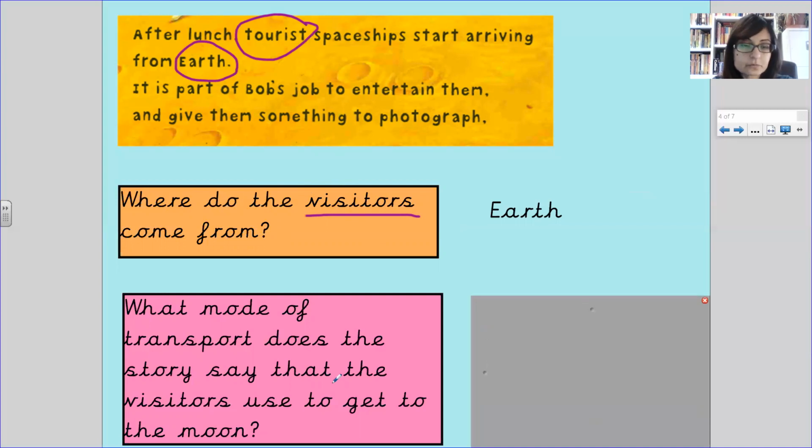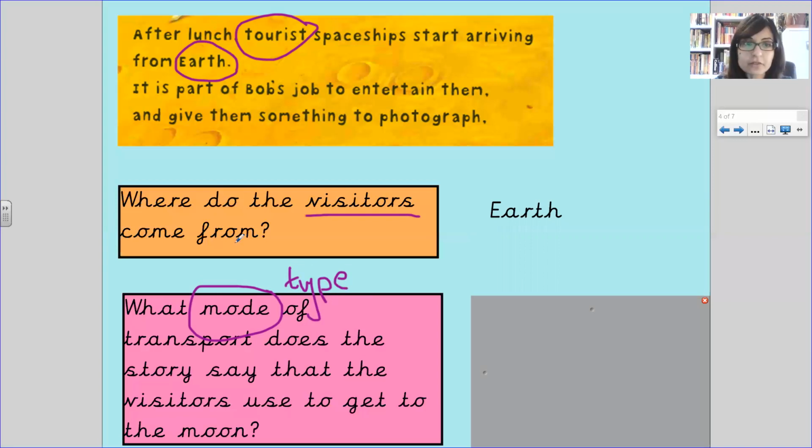Second question. What mode of transport does the story say the visitors use to get to the moon? Oh, that's an interesting question. What mode of transport? Mode means type. What type of transport? So how do the visitors get to the moon? You may pause the video here if you'd like to have a go yourself and write the answer on your whiteboard.